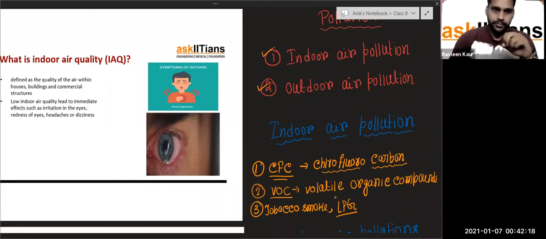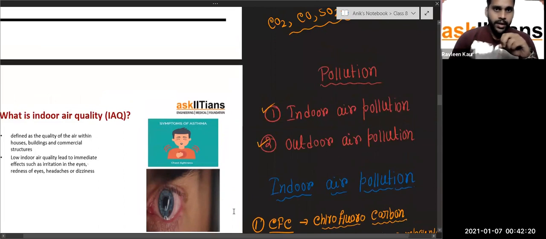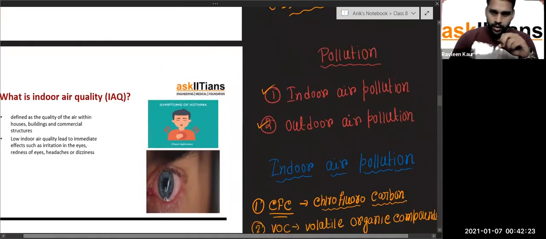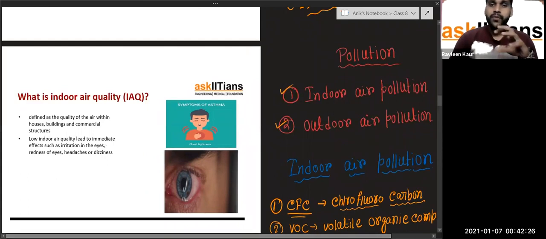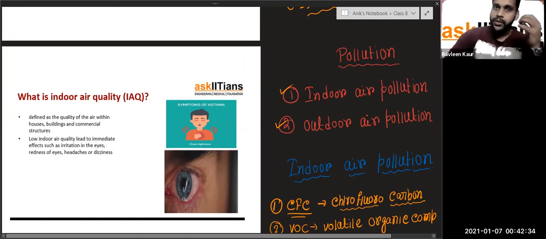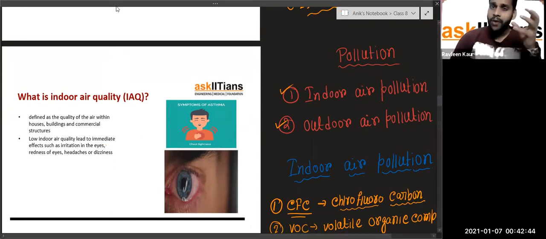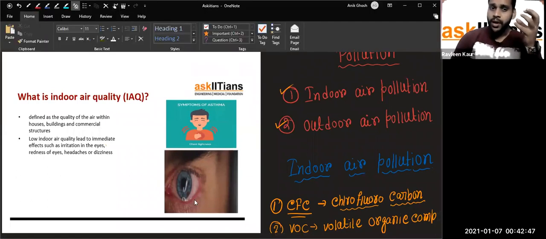Okay. Now, depending on this, we are going to discuss air quality. When you are discussing the pollution level of a particular place, the main thing we do is measure the air quality index. This is a particular scale that helps us find out how the air is, whether it is polluted or not polluted. This air quality index helps us do that. Now, what is indoor air quality?